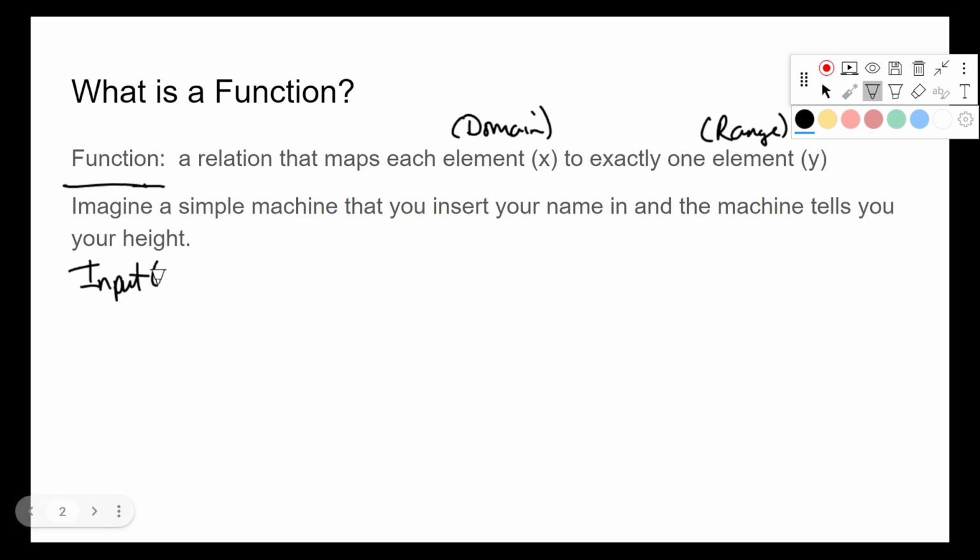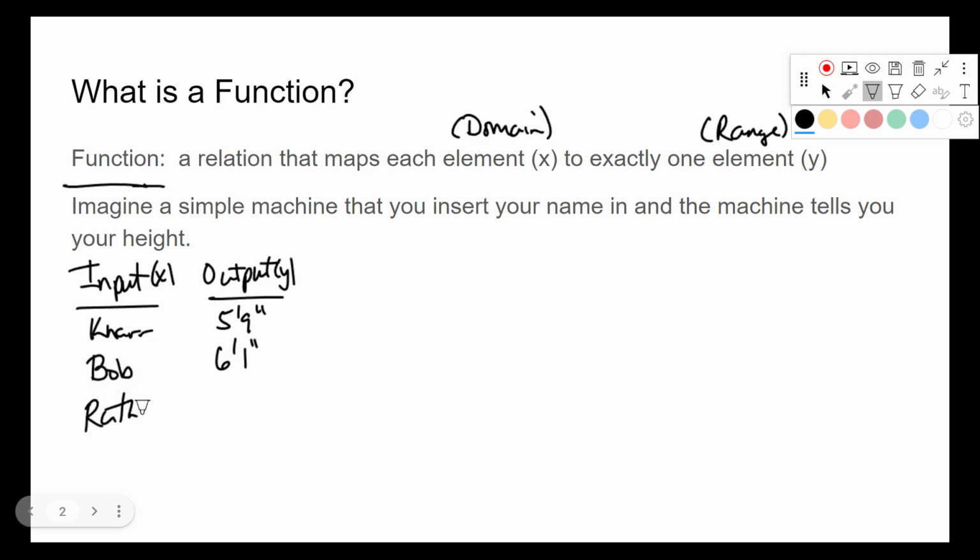So let's say I had an input, which are my x values, and my output are my y values. Let's say I input my name. If I input my name, the machine should output 5'9" because that's how tall I am. So let's pick somebody. Let's say Bob. We input Bob's name, and Bob is 6'1". Okay, wonderful. And then let's say we have Ruth, and we input Ruth's name, and Ruth is 5'7". So this machine is obviously working properly, provided these are our actual heights. My height is 5'9", Bob's is 6'1", and Ruth's is 5'7".